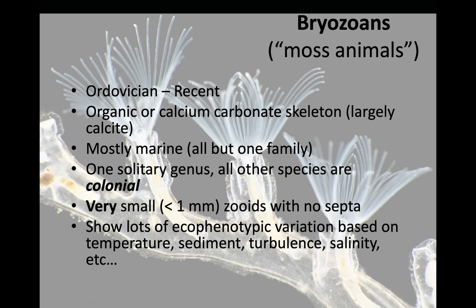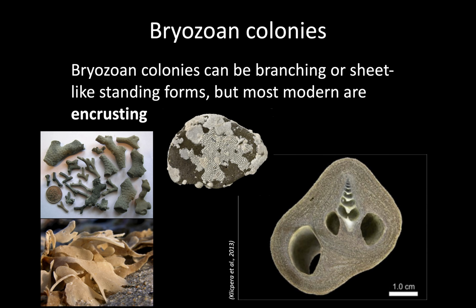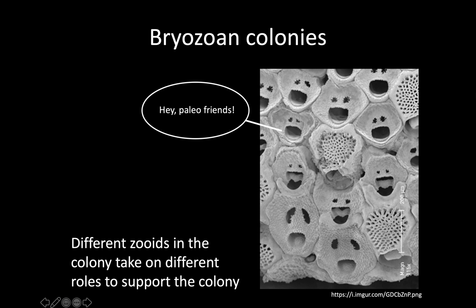That's how you tell them apart from corals. They don't have those little lines in them. Lots of different ecophenotypic variation. Lots of different types of bryozoan colonies. So some can be branching or sheet-like or encrusting. Most of our modern stuff is encrusting, like this little critter here. It is encrusting on what looks like just a boring pebble. All right, here are some branching ones. We'll look at some other forms here in just a second.